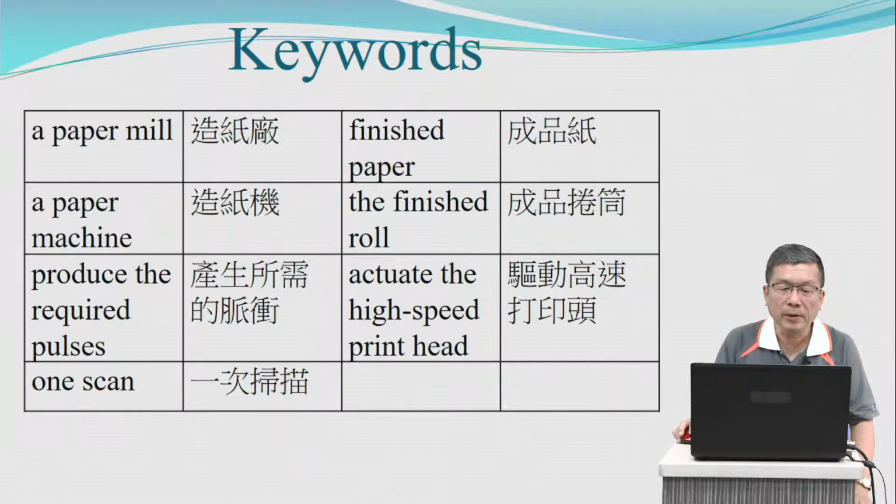A paper mill. The keywords: a paper mill, finished paper, a paper machine, the finished roll, produce the required pulse, actuate the high-speed printhead, one scan.